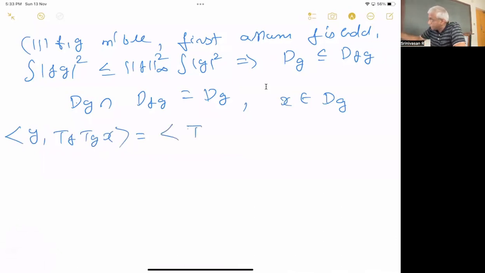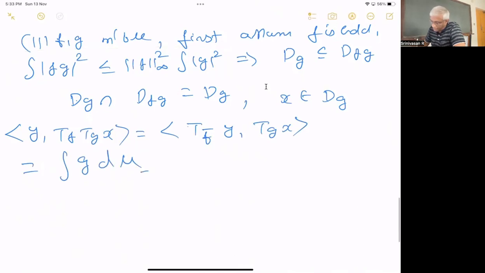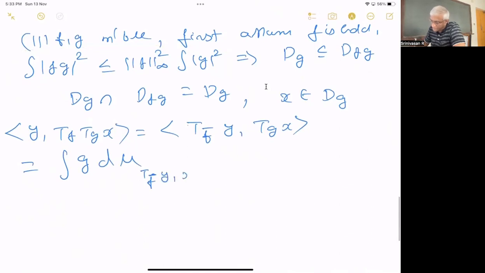Now F is a bounded function, so we can take it to the other side as TF bar Y, which acts on TGX. And that is equal to, we have TGX, we have that equation. So that is equal to the integral of G d mu TF bar Y X, right?